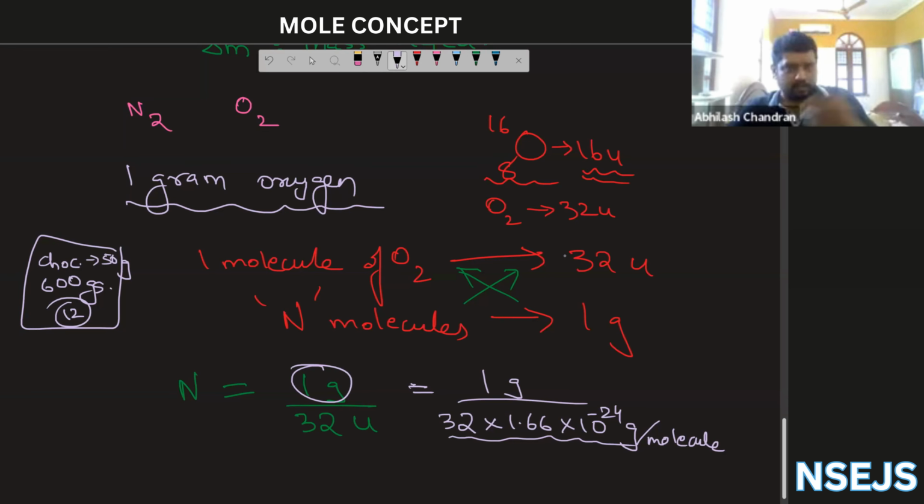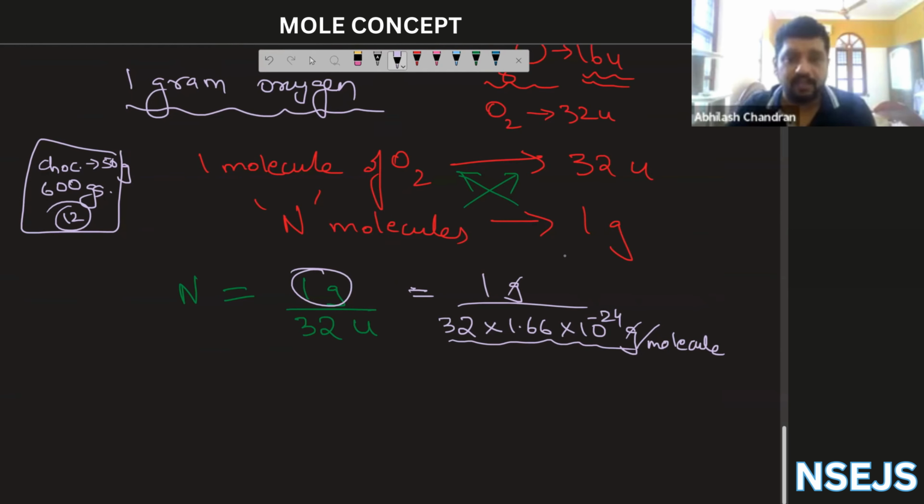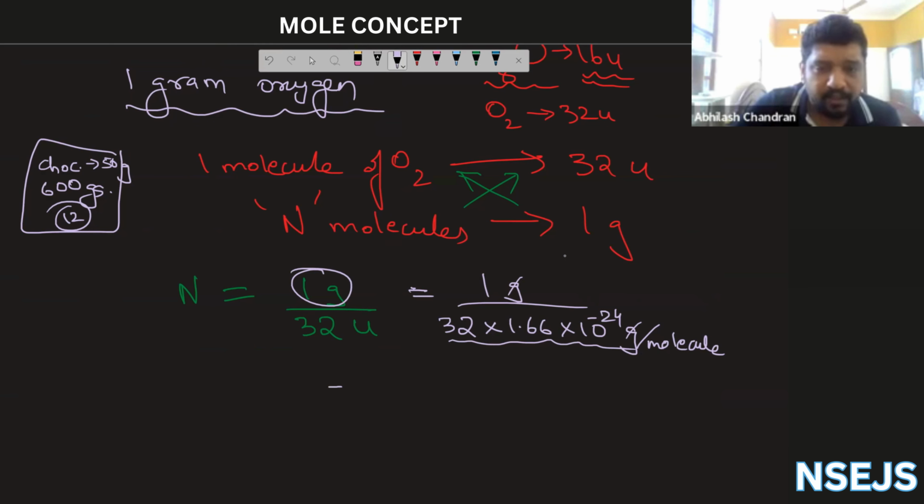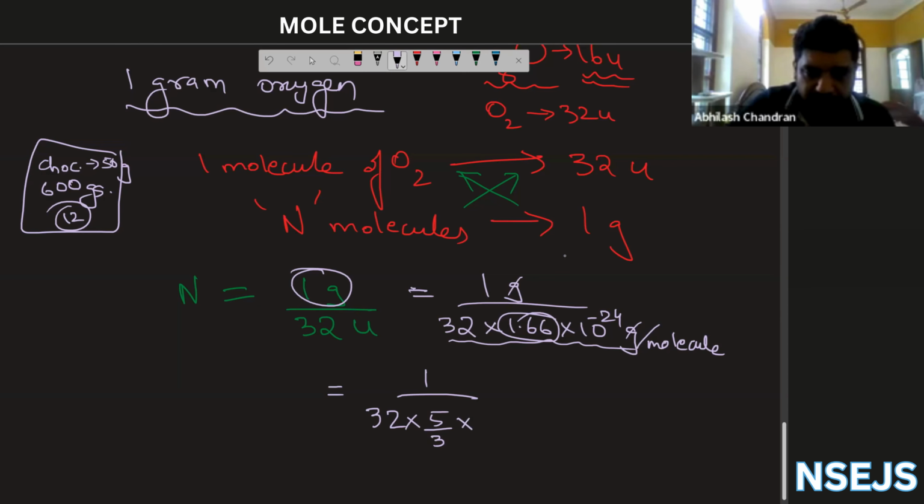This is the unit, you can say. Mass of one molecule. If I ask you what is the mass of one molecule, you can say 32 into 1.66 into 10 to the power minus 24 grams per molecule. This is how you could represent it. So of course gram cancels out, and this molecule will go to the numerator, and we'll have 1 divided by 32 into 1.66 into 10 to the power minus 24, these many molecules. So this you can see is a very small number, right? 1 divided by 32 into 1.66, roughly you can say is 5 by 3, if you want to simplify calculations.